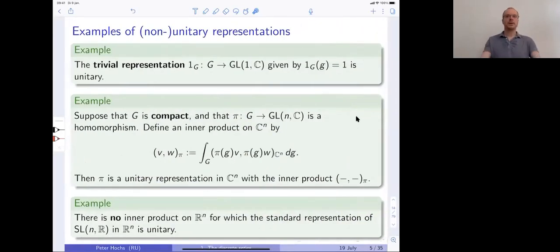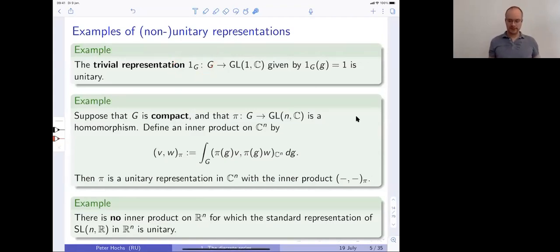Here's a non-example. If you take the natural representation of SL_n(R) on R^n, it doesn't preserve the standard inner product, and because any two norms are equivalent on R^n, it doesn't preserve any inner product on R^n. So that's not a unitary representation. And actually, for the non-compact semi-simple groups, unitary representations, most of them will be infinite dimensional, of course, apart from the trivial representation.